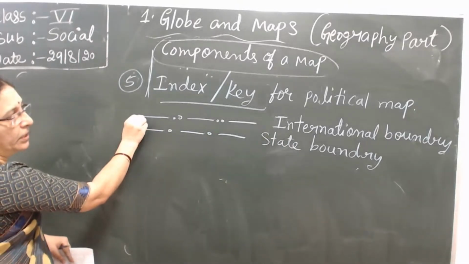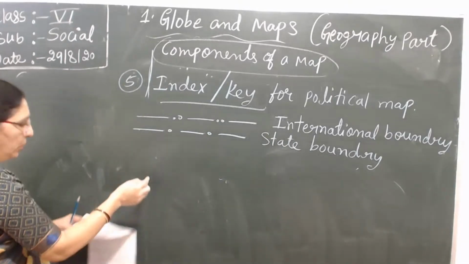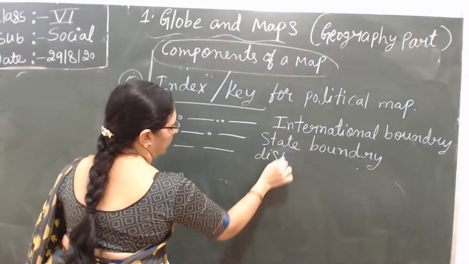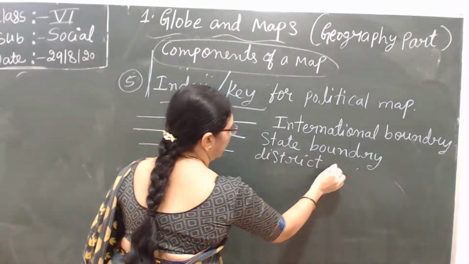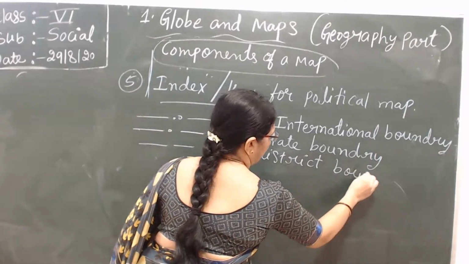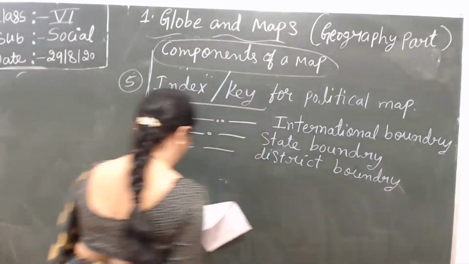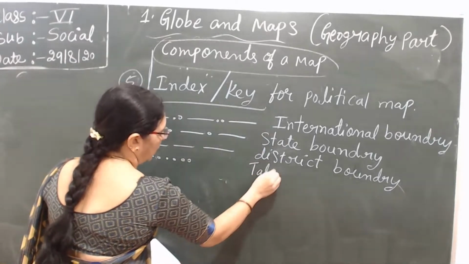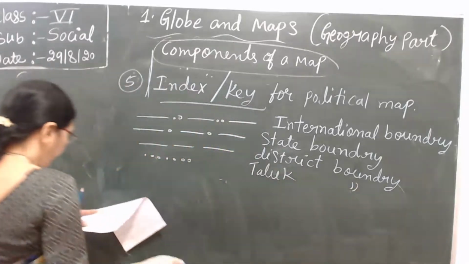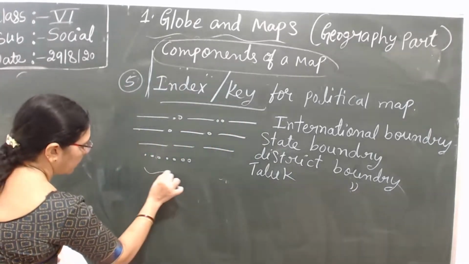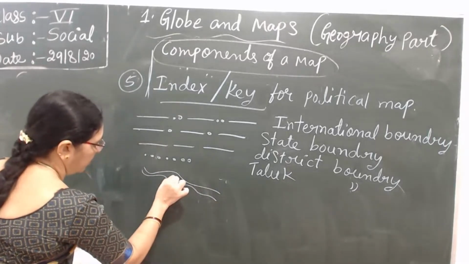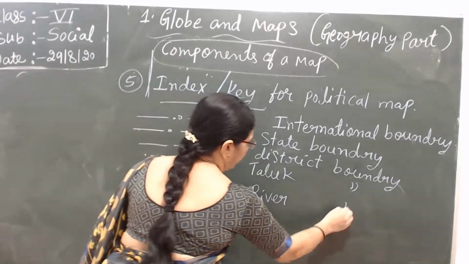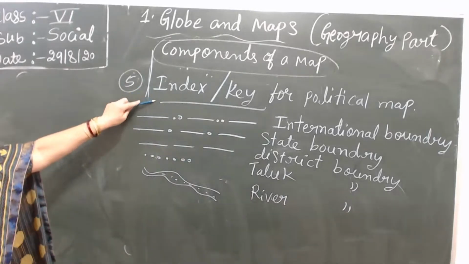Okay, this is the international boundary. This is the state boundary. Next, this is the district boundary. Next, this shows the taluk boundary. Next, this shows the river boundary. These are the political index.